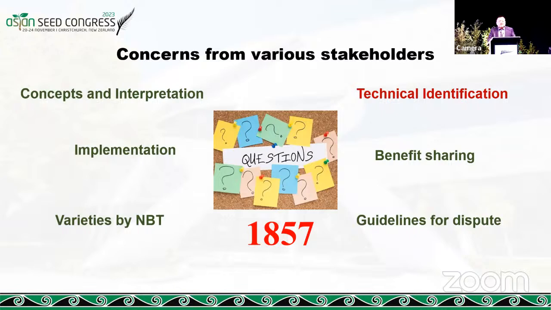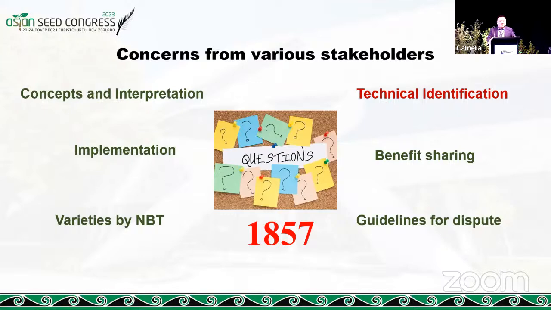And the third one is the variety breeders. They breed varieties using new technologies, for example gene editing. In this case, sometimes they claim that they have made a lot of contribution to the EDV variety, so they think they shouldn't pay a lot to the initial variety holder. And the fourth one is the technical identification, how to assess whether a variety is an EDV or not. And also the mechanism of benefit sharing, how much money they should pay. And in case there is a dispute or infringement, how to solve this problem.